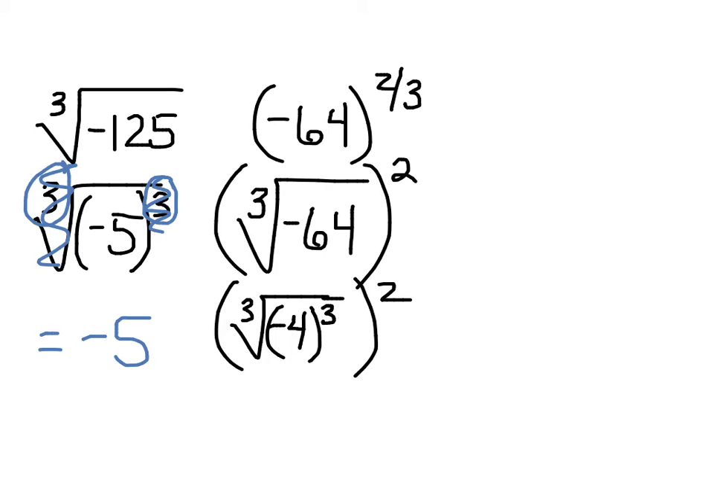So remember, when these match, they cancel, and you're left with -4 squared. What's -4 squared? What's -4 times -4? 16. Good job.